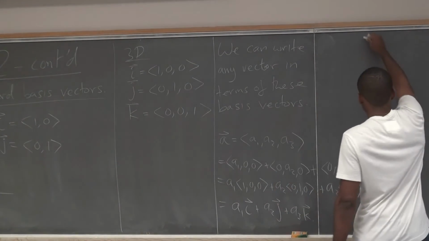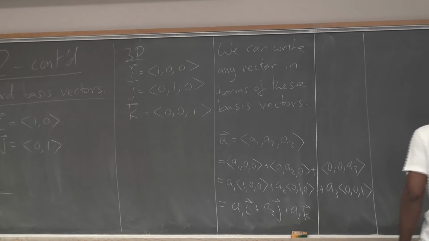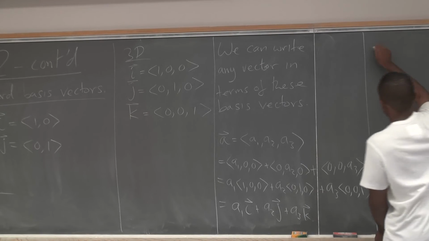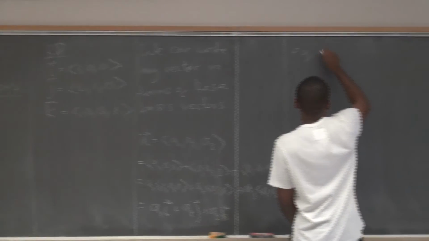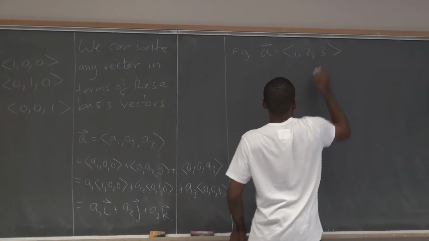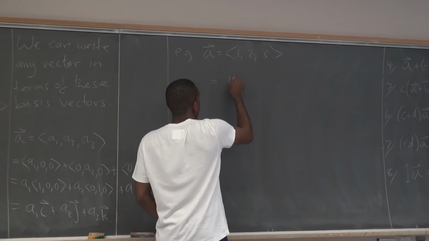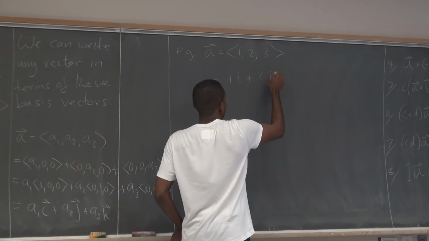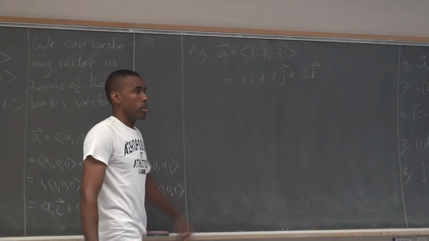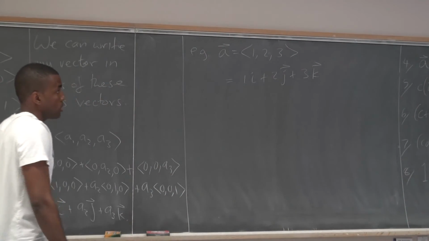What this does is give me an alternative notation for my vectors. And pretty much any textbook will use both of these notations, so you just have to recognize when something is being used. So for example, if I write the vector 1, 2, 3, it's the same as saying 1i plus 2j plus 3k. It's the same thing, right? Just a different notation.